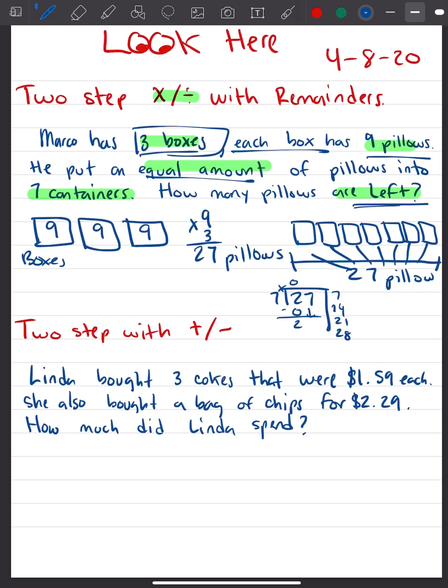Subtract, bring down the 2, bring down the 7. How much? 27. Can 28 go into 27, 21, 14, or 7? 21. How many times is that? That's 3. 7 times 3 is 21. We subtract, we're left with 6.